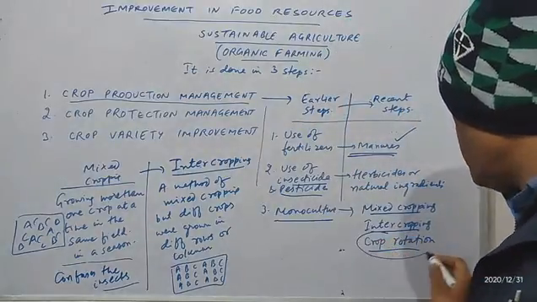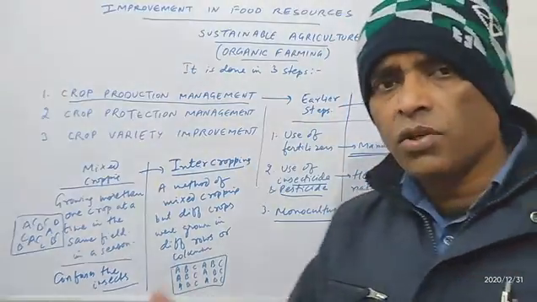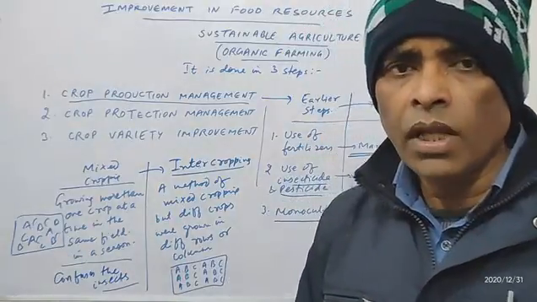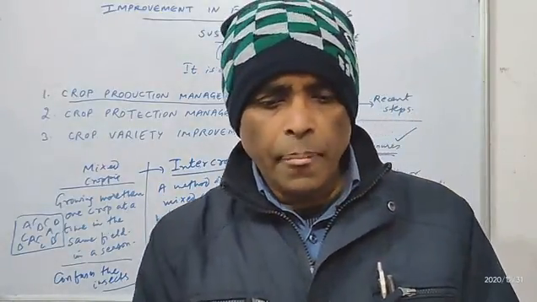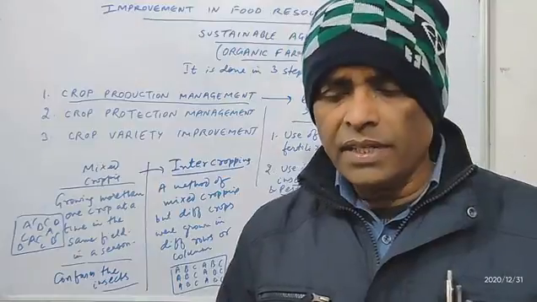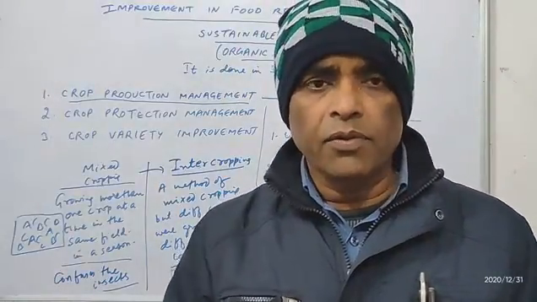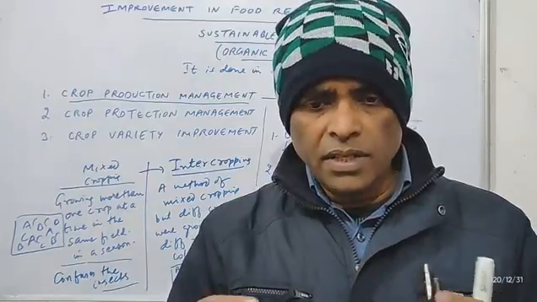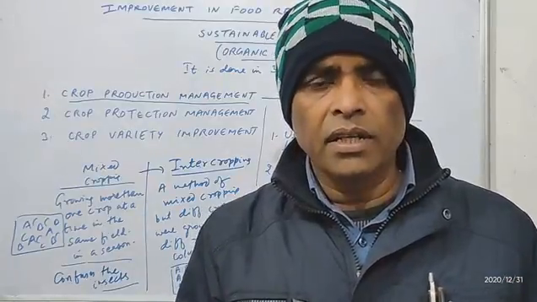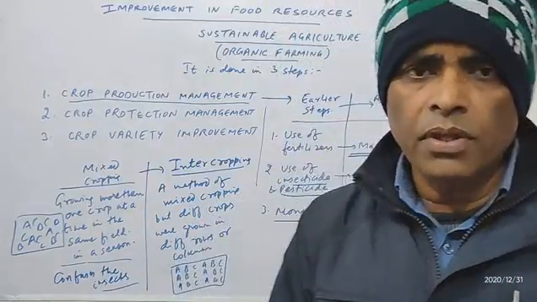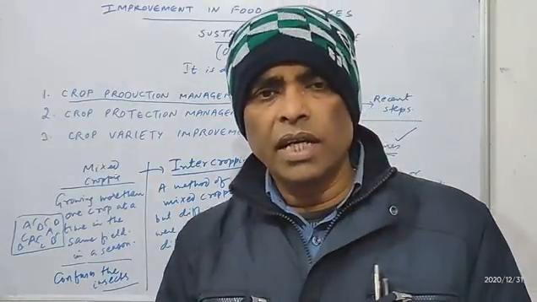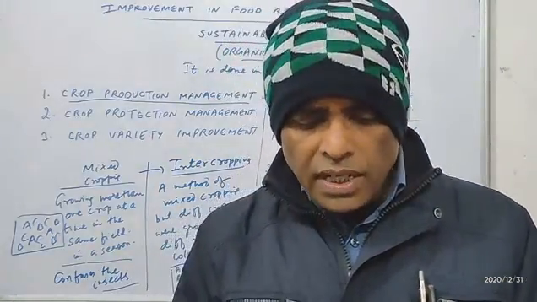Crop rotation is another method where we change the crop every season. If you are growing a crop this season and harvest it, in the next season you grow a second type of crop. In the third season grow a third type of crop. So like that, the insects and their larvae, whatever are there, they get a different kind of crop. So that change also helps, plus the nutrient demand.